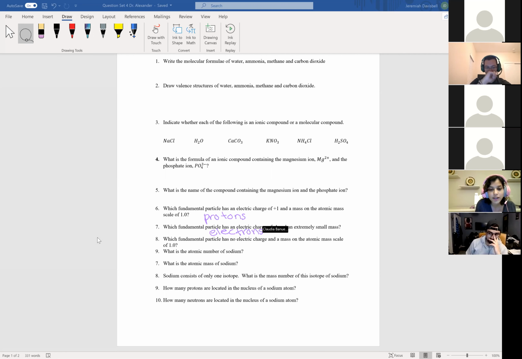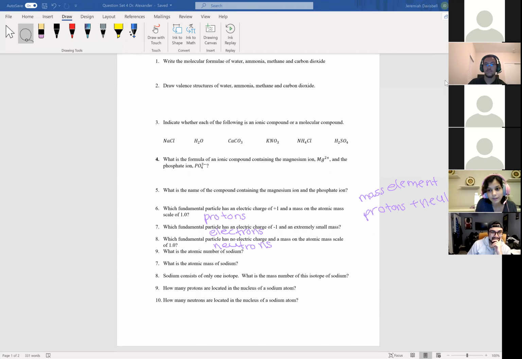And then which one has no charge but also an atomic mass of 1? Neutrons. And when we're talking about the mass of an element, what makes up the mass? The protons and the neutrons together. Yes, exactly. So the mass of an element is made up of the protons and the neutrons.